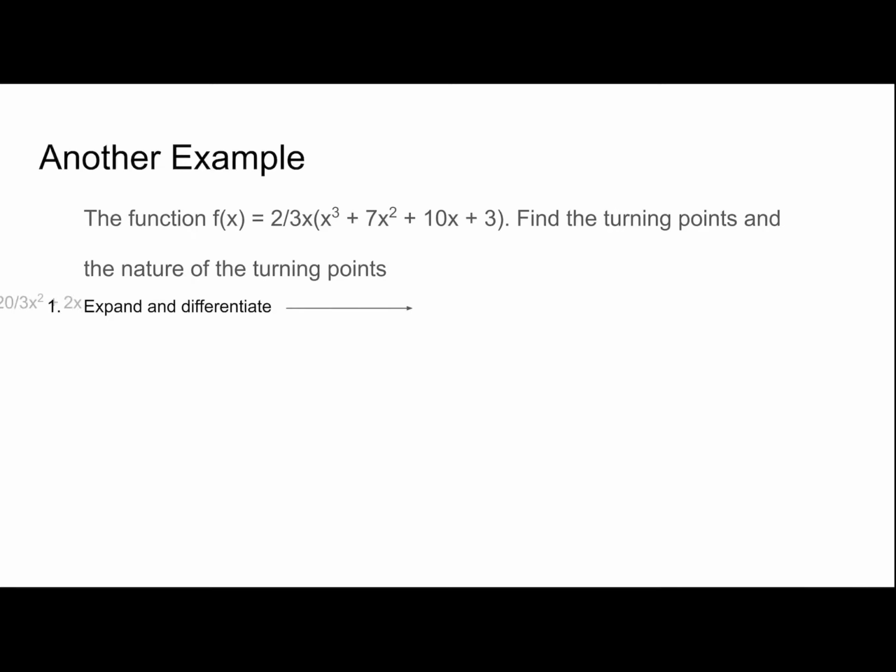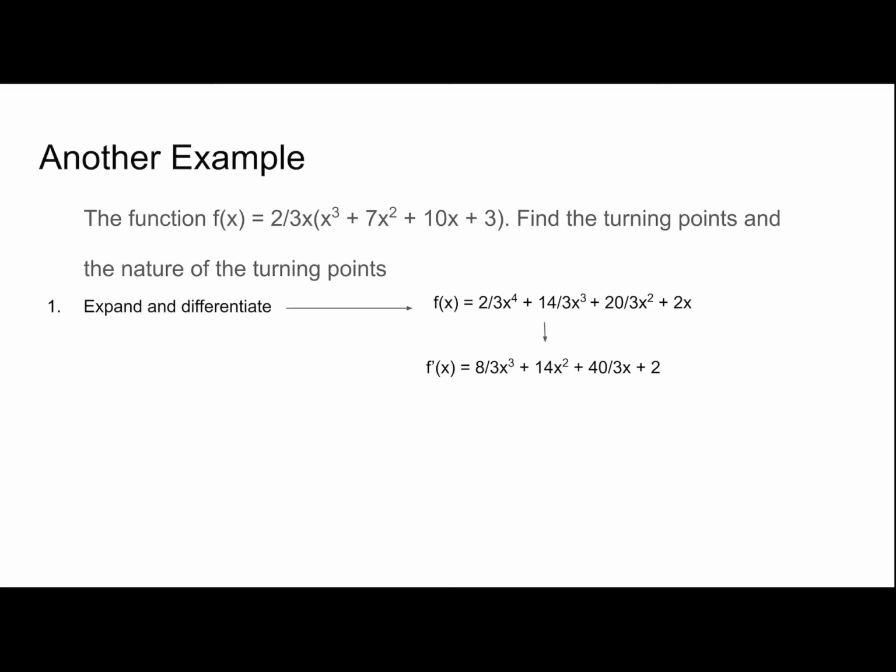So we should get 2 over 3 x to the power 4 plus 14 over 3 x to the power 3 plus 20 over 3 x squared plus 2x. And that's our f of x, and now we can differentiate. Just differentiate normally, so f dash of x equals 8 over 3 x to the power 3 plus 14x squared plus 40 over 3x plus 2.